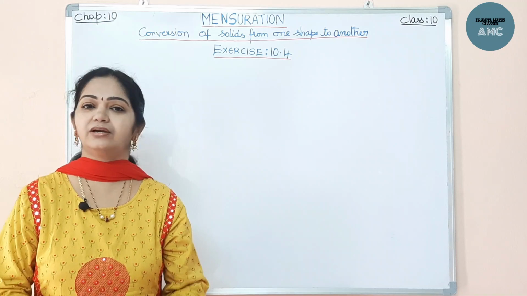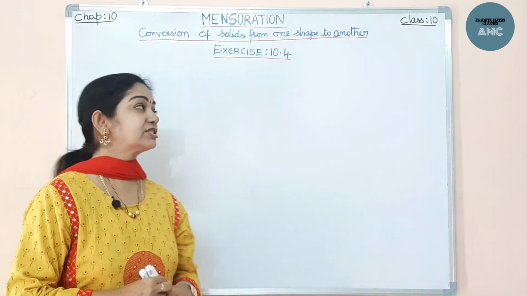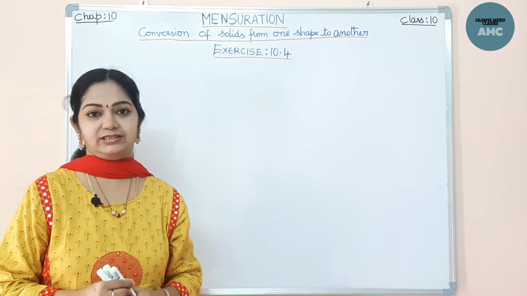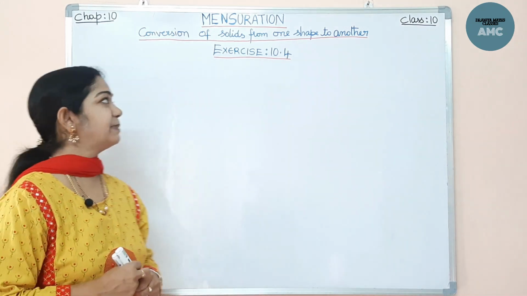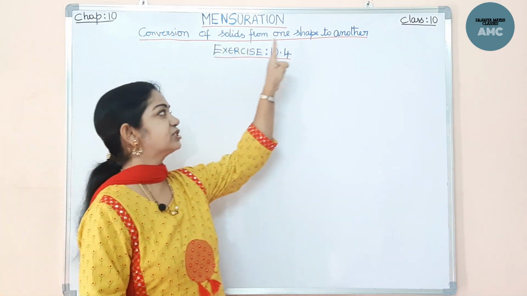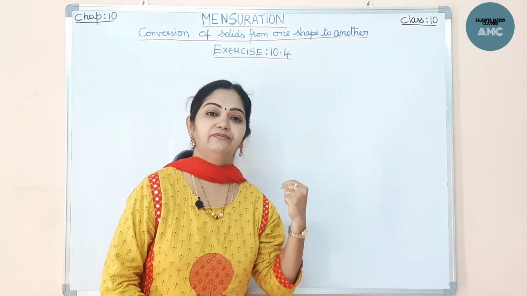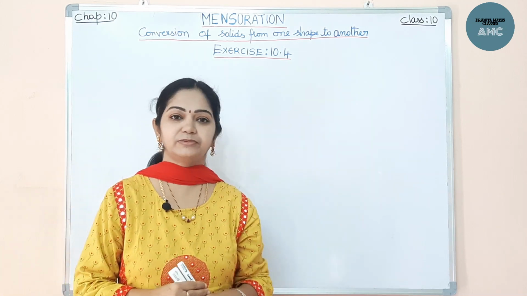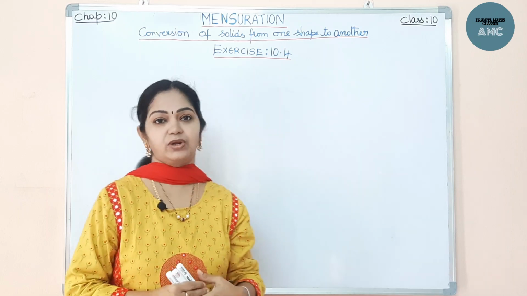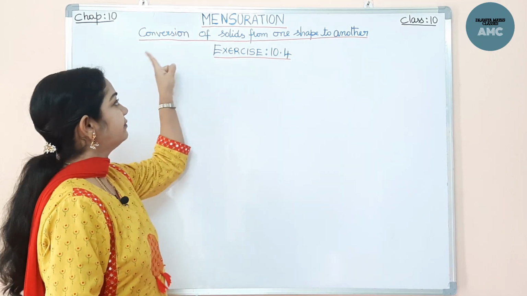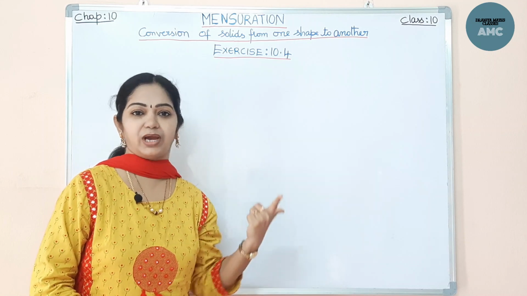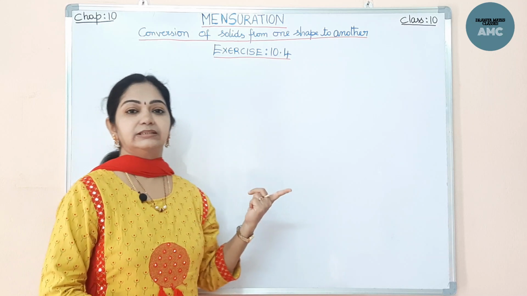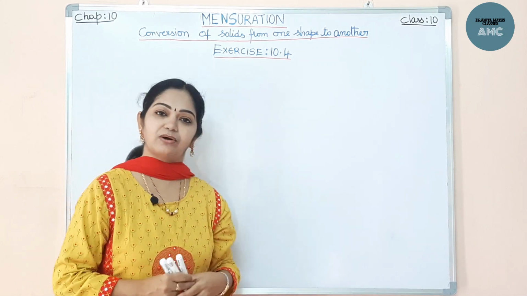In this session, we are going to learn the exercise 10.4 solutions and the problems involved in it. Now, this exercise is based on the conversion of solids from one shape to another. We have studied many solid 3D objects from part 1 to part 4. Now in this part 5, we are going to discuss the conversion of one 3D object into another 3D object, the volumes comparison, and we are going to solve the problems.